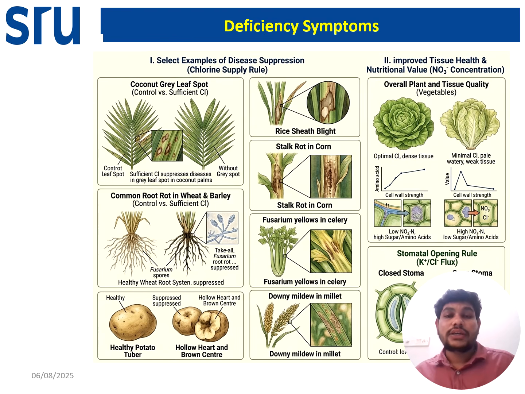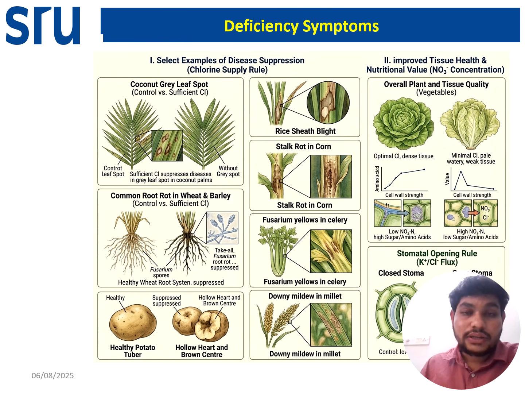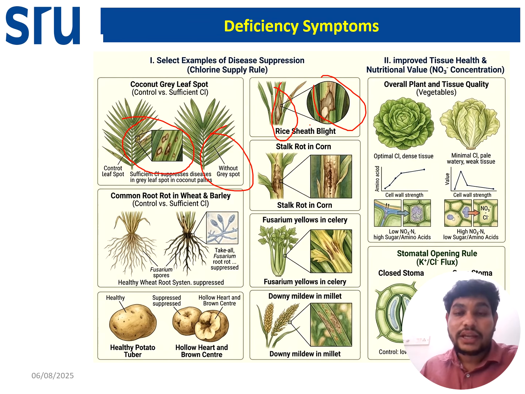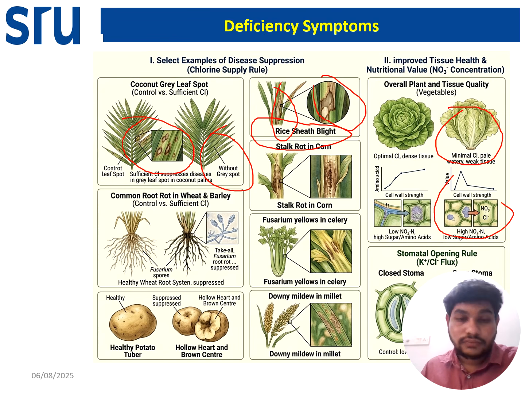The major role of chlorine is as a disease resistant or pest resistant element. If there is deficiency of chlorine, there is formation of brown spots on leaves. We also see the development of rice sheath blight with chlorine deficiency. This is interveinal chlorosis.